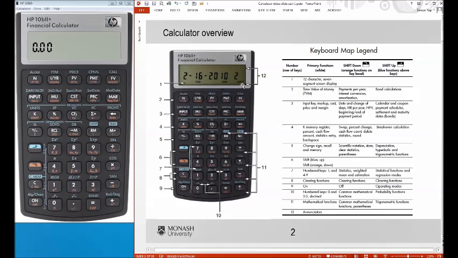The slide shows the keyboard map legend, which shows the functions of the key buttons. It is also available in the calculator manual. I suggest you spend some time looking into the map to familiarize yourself with the keys. When using the calculator, if you happen to forget where a key is or what key function to use, this map can provide you with the first direction.